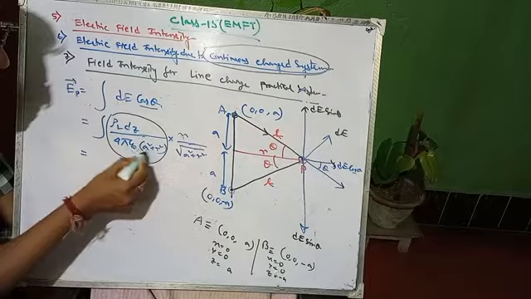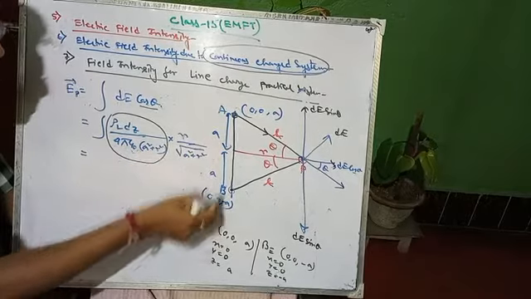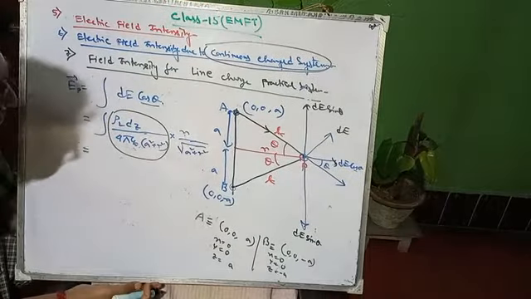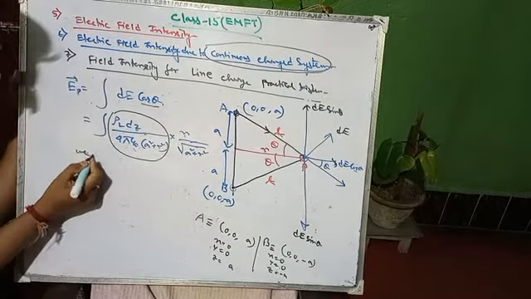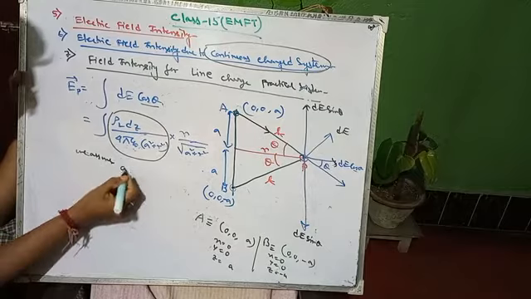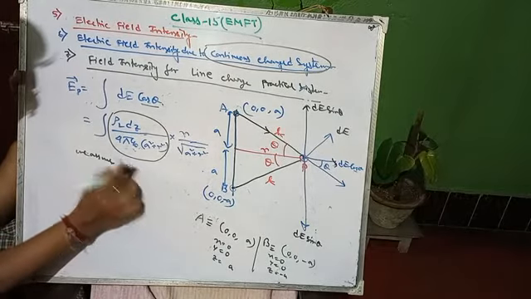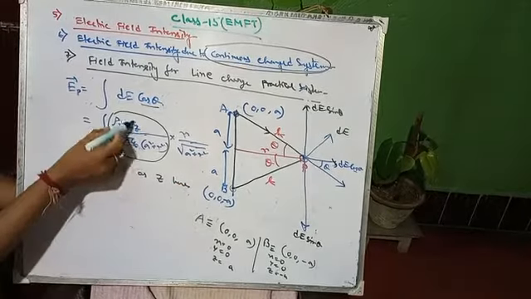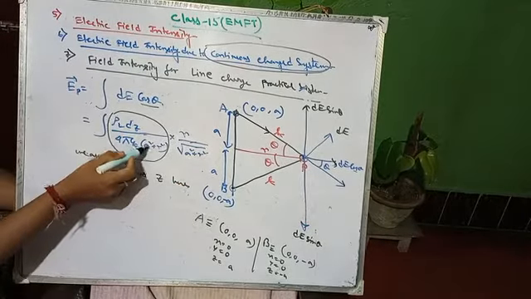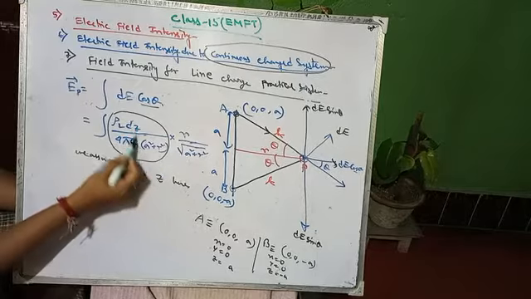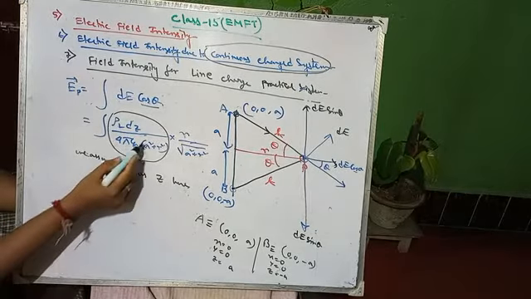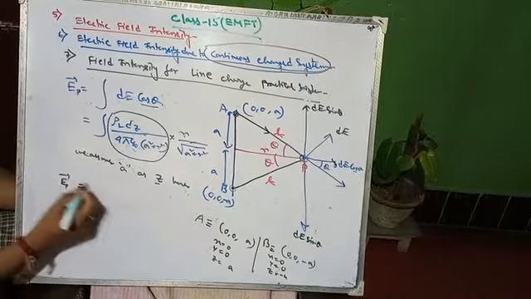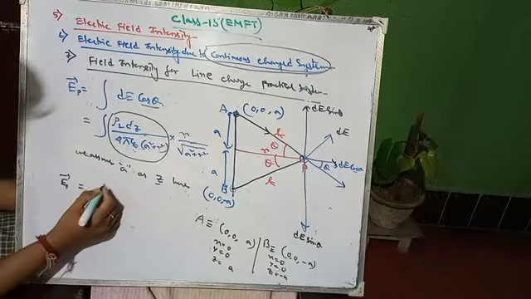So this a is nothing but the distance along the z axis, right? So now we assume a as z here, because we are taking integration with respect to dz. So it is better to write z instead of a. Okay, so E_P can be expressed as, okay, what are the constants? Rho L.